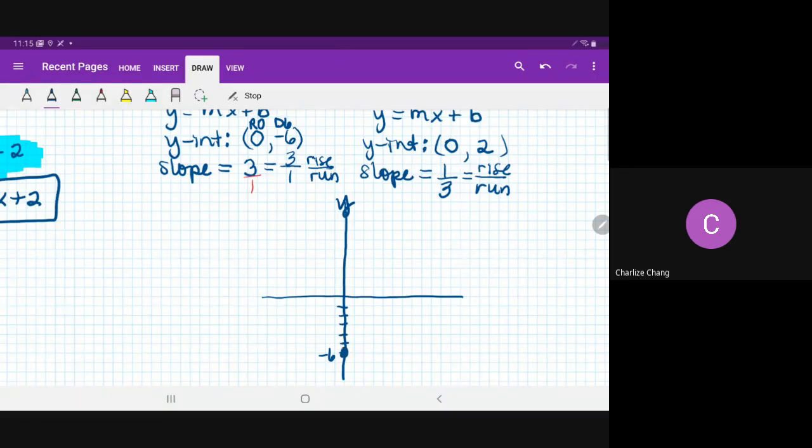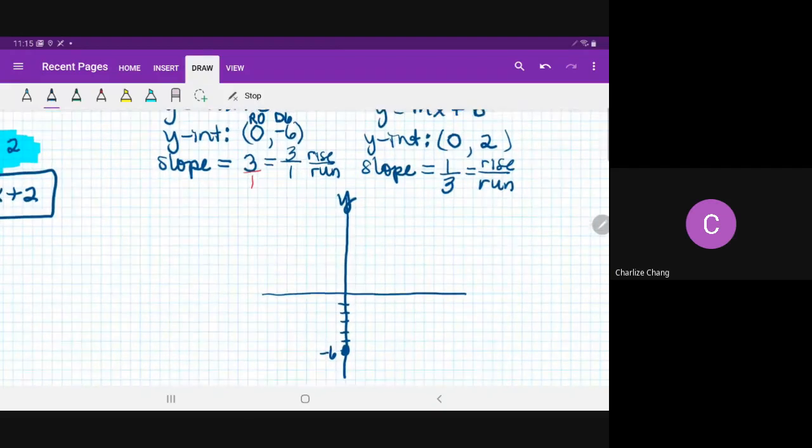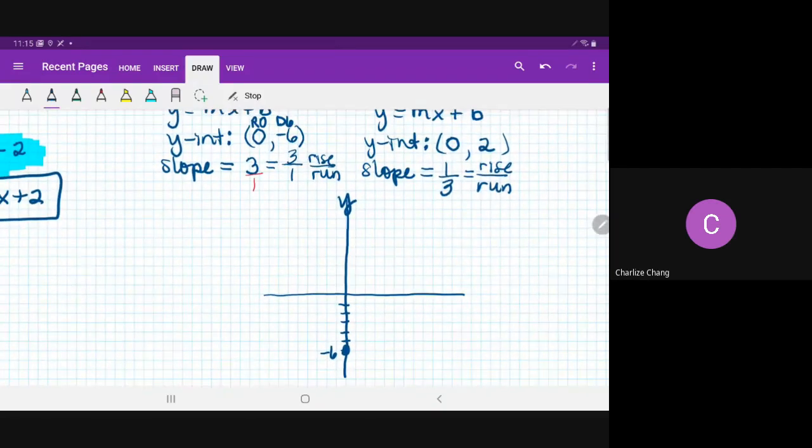I usually don't label the y-axis, which is bad, because if I labeled it, I think more of my students would know to put the y-intercept on the y-axis. I like to do it as a coordinate, but sometimes then people forget where to put it, and sometimes they put it on the x-axis. Okay, and then from there you do a slope of 3 over 1.